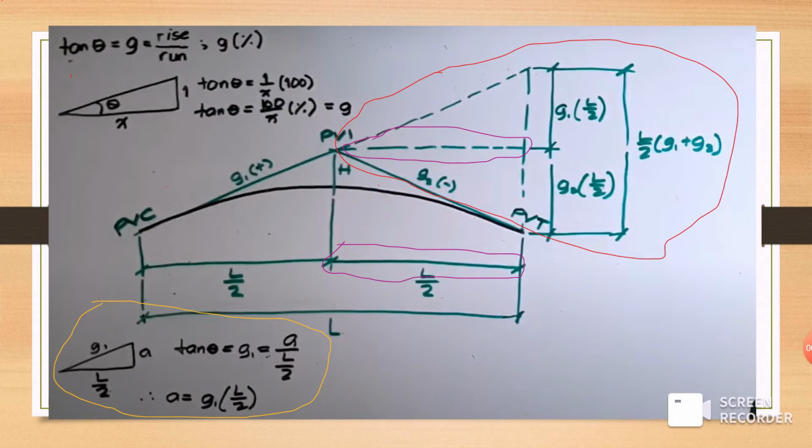Therefore, to get x, or to get the opposite side, or to get a, you must multiply g1 by L over 2. Hence, if you can see the one I encircled red, the opposite side is equal to g1 multiplied by L over 2. And since below it is also just a right triangle, it is just g2 multiplied by L over 2. So the entire side would be equal to L over 2 multiplied by g1 plus g2.